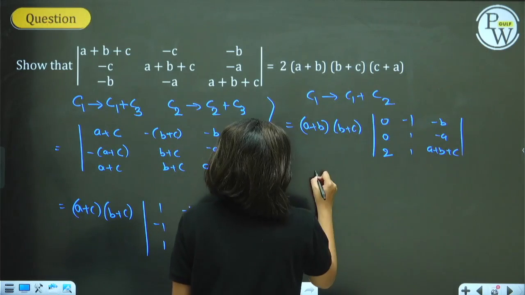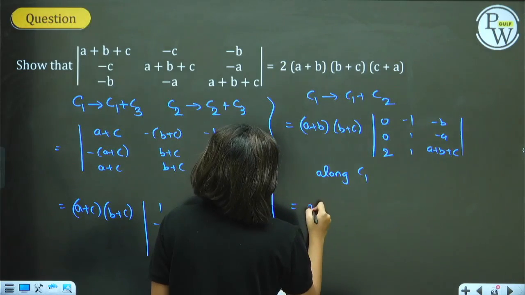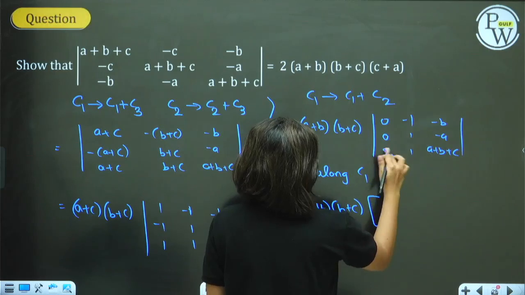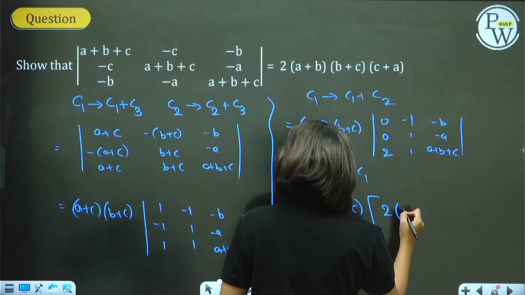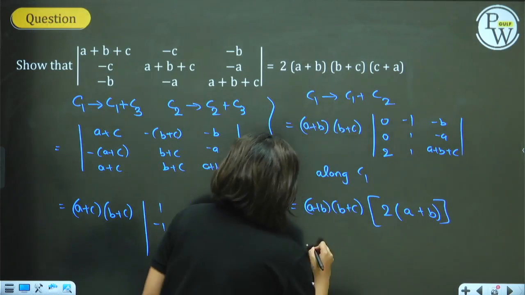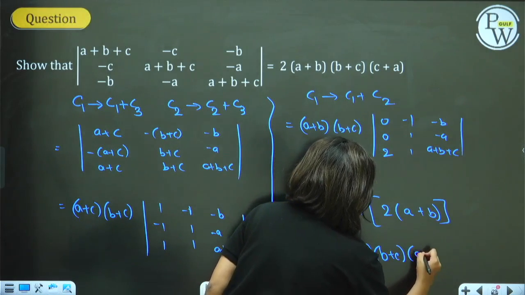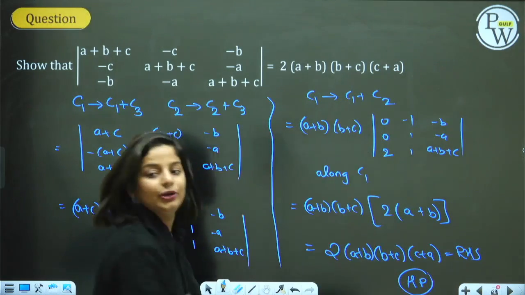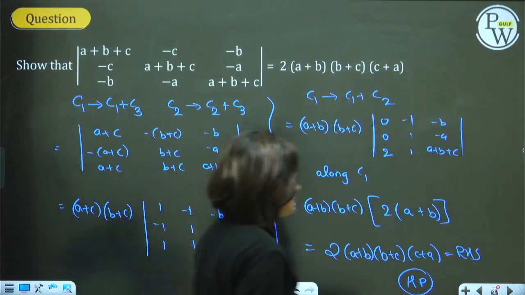Now the expansion, expand along column 1 of course, because it has two zeros, a plus b, b plus c. In the bracket this will be 2 times, hide this row and column, you will get minus 1 into minus a plus a, minus of minus plus b. The answer is 2 times a plus b, b plus c, c plus a. That's the RHS. Hence, done. Understood? Very good, excellent, super.